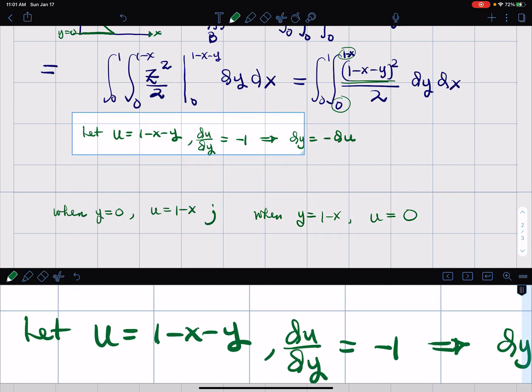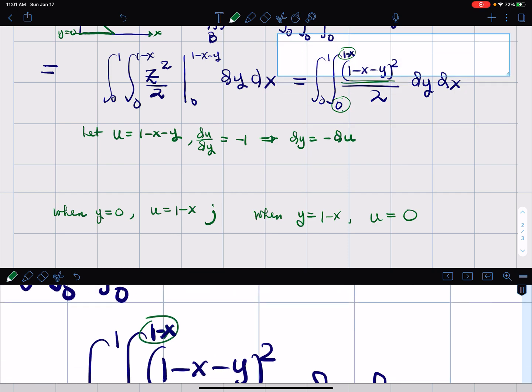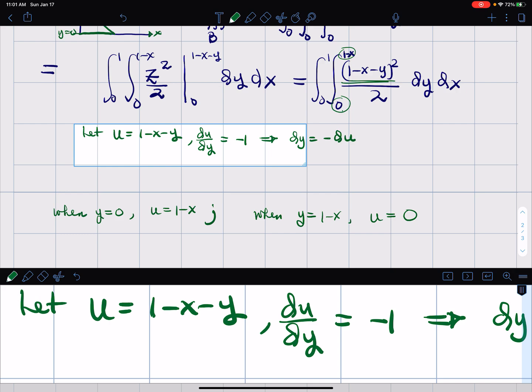So I went in here. I wanted to change these bounds, this and that, because I'm now going to be dealing with u. All right? I said to myself, oh, u is 1 minus x minus y.